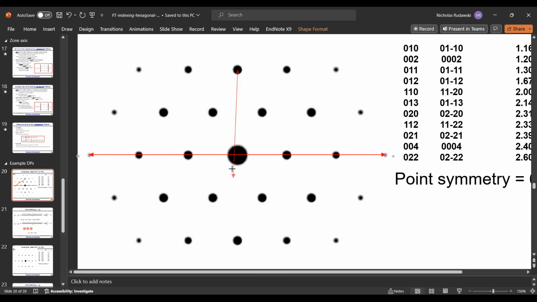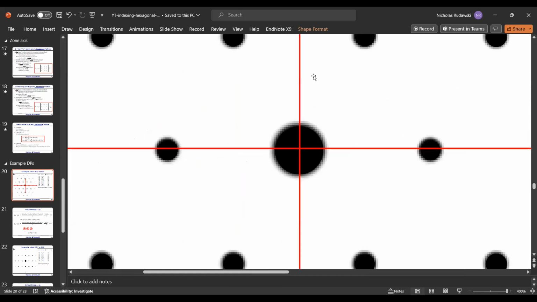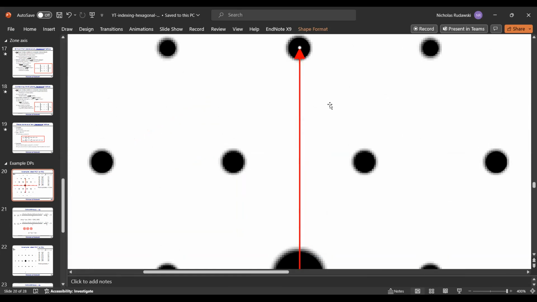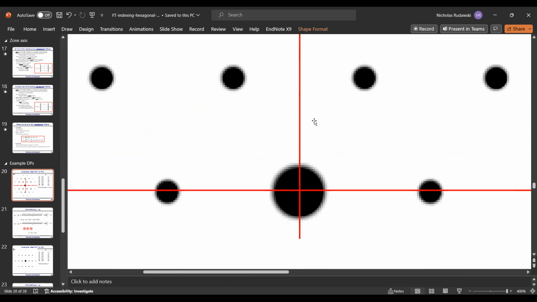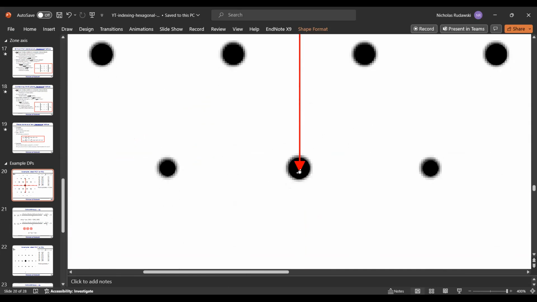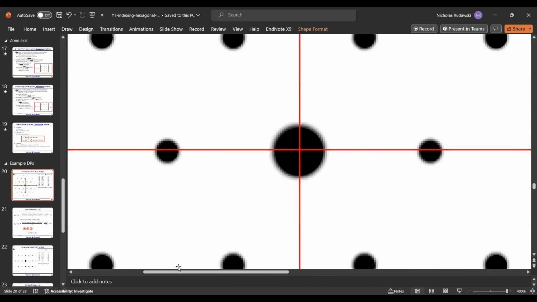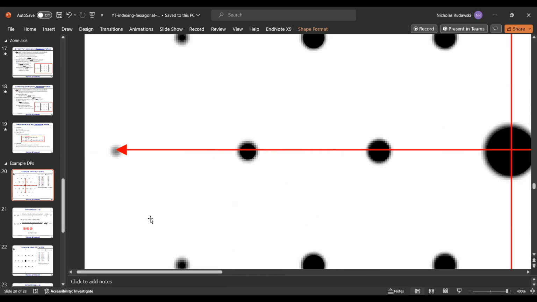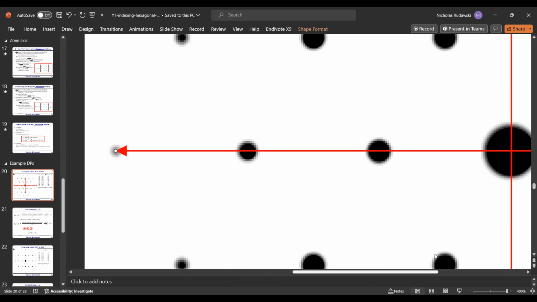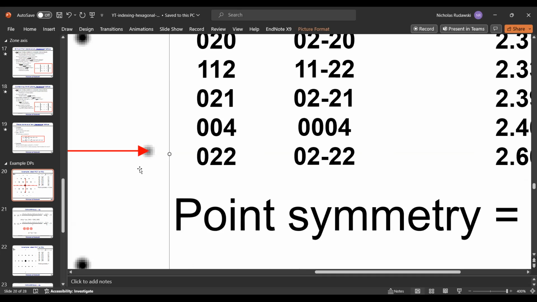Okay, so I don't have the ability to make 6 of them here. So let's try and do this as accurately as we can here. We're trying to get that in the center of the spots. That's pretty close right there. Okay, let's move this down a little. Okay, and that looks pretty good.